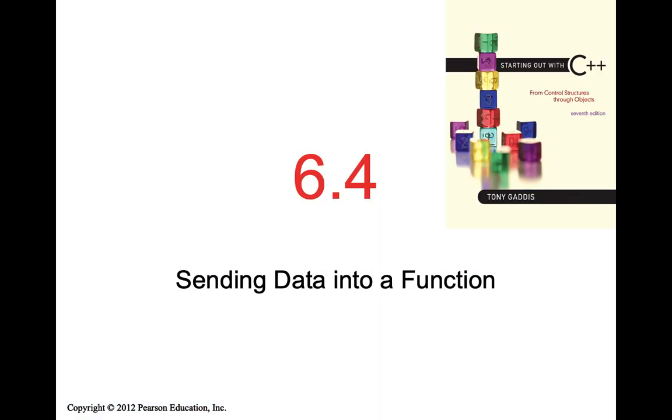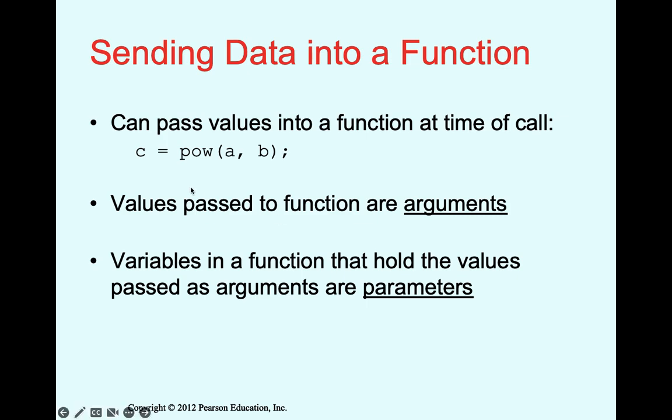Don't worry. Let's talk about sending data into a function. If I want to call a function and this function takes input, I can send the input to this function. For example, pow(a, b). This pow is a built-in function in C++, and it returns a to the power of b. I will store it in c. We call these values that we pass arguments. And we call the variables in the definition of the function parameters.